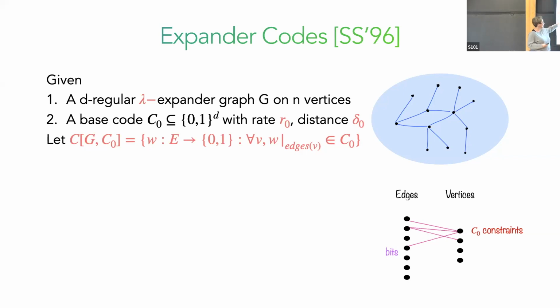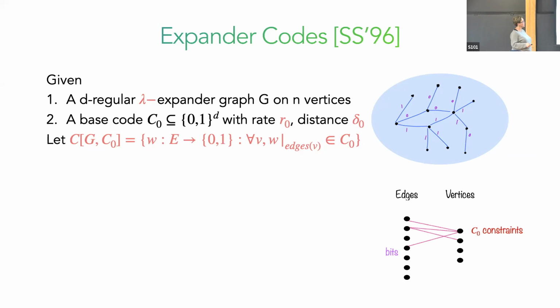Soon we'll discover some conditions we want on the base code, but for now there are none. What we're going to do is put the bits on the edges. You see here that I put the bits on the edges, and the constraints are going to be on the vertices.